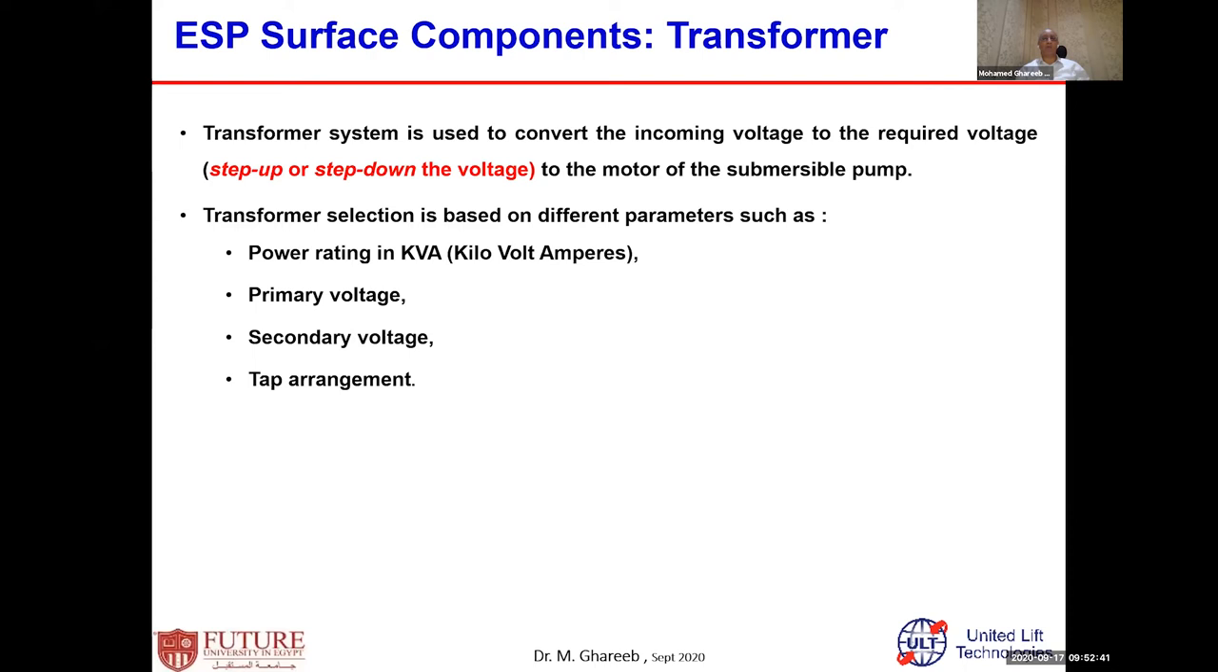Tap arrangement. That means each transformer should have different taps, different flexibility for changing the volt. Usually a single tap transformer can change from this value to this value. But there are a lot of transformers that can change from this value to this value, or from one fixed input value to either this value or this value or this value. For example, I have a transformer that can step up from 480 volt to either 1000, 1500, or 2000 volt. Then I have a variety of that. This allows me, if I want to change the downhole motor, not to need to change the transformer.